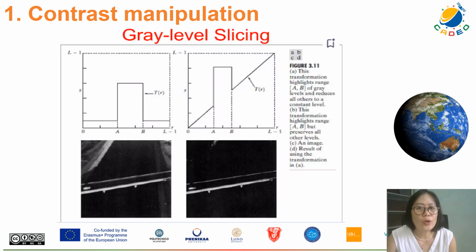And here is an example of gray level slicing. It can be implemented in several ways, but the two basic themes are: one approach is to display a high value for all gray levels in the range of interest and a low value for all other gray levels. This transformation, shown in figure A, produces a binary image. In figure B, the second approach, based on the transformation shown in figure B, brightens the desired range of gray levels but preserves the other gray levels unchanged. Figure C shows a grayscale image, and the last one, D, shows the result of using the transformation in figure B.